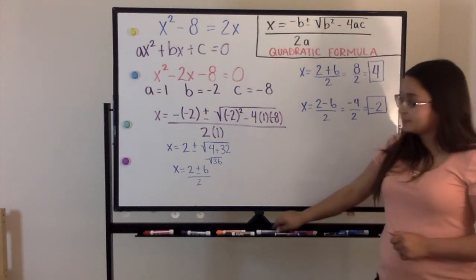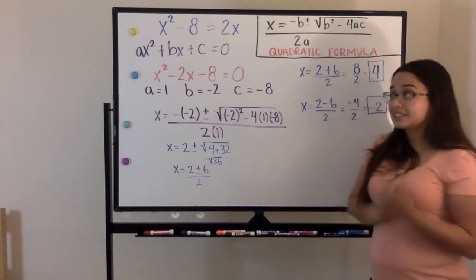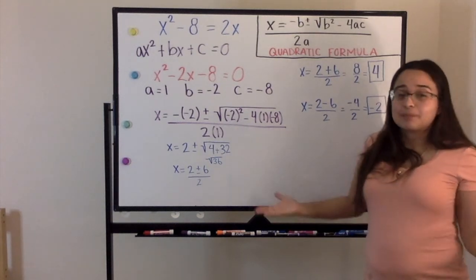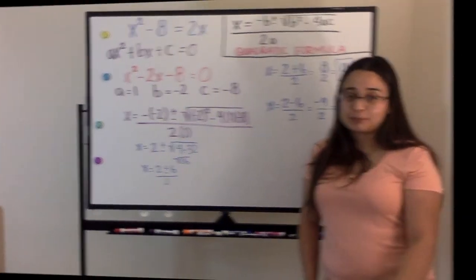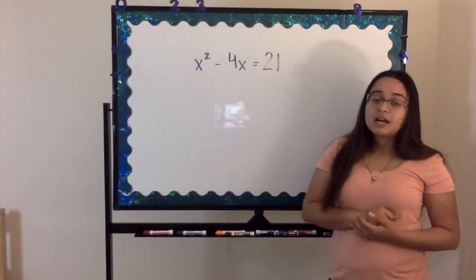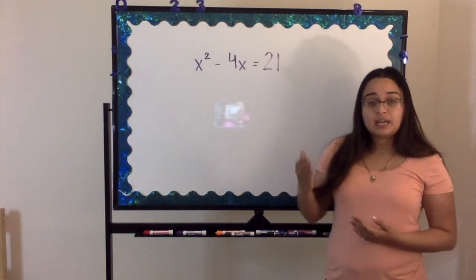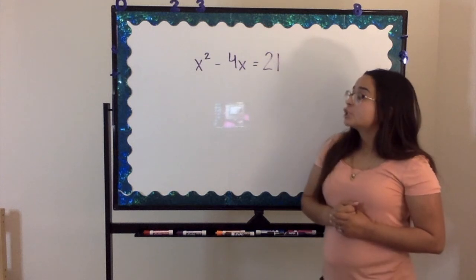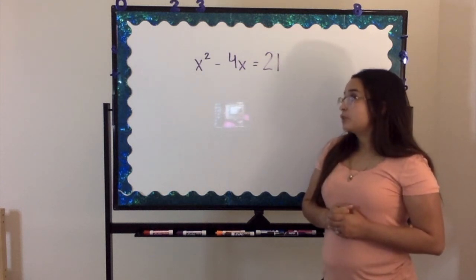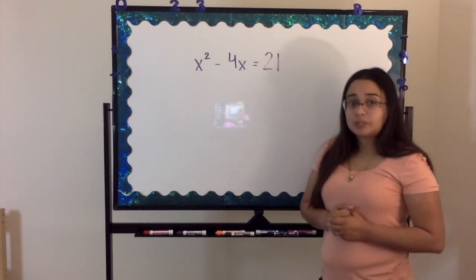Okay? Looks like a lot of work, but step by step makes things easy. Let's go on into your assignment for today. I want you guys to go ahead and do this example. It is 2x minus 4x equals 21.